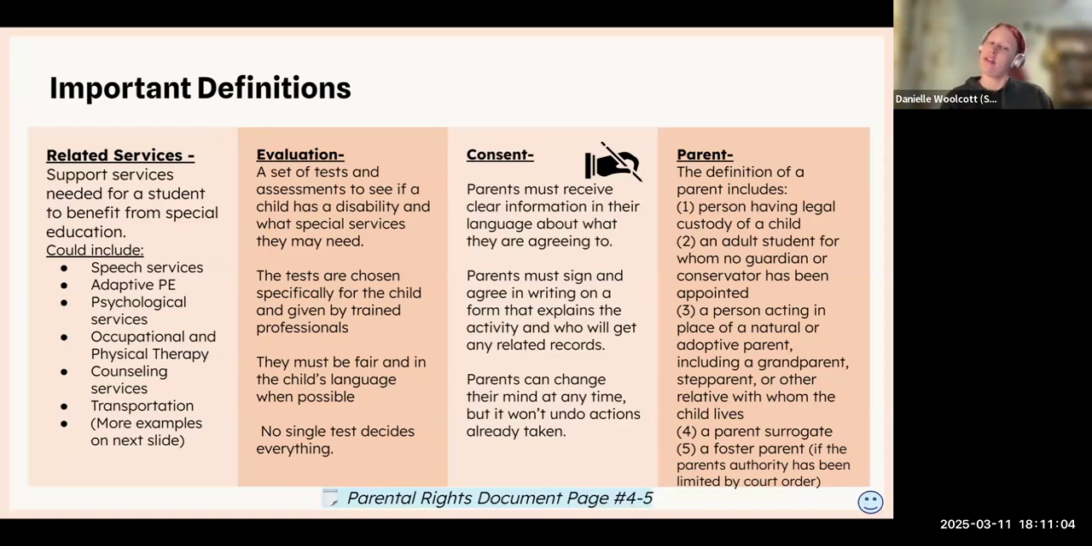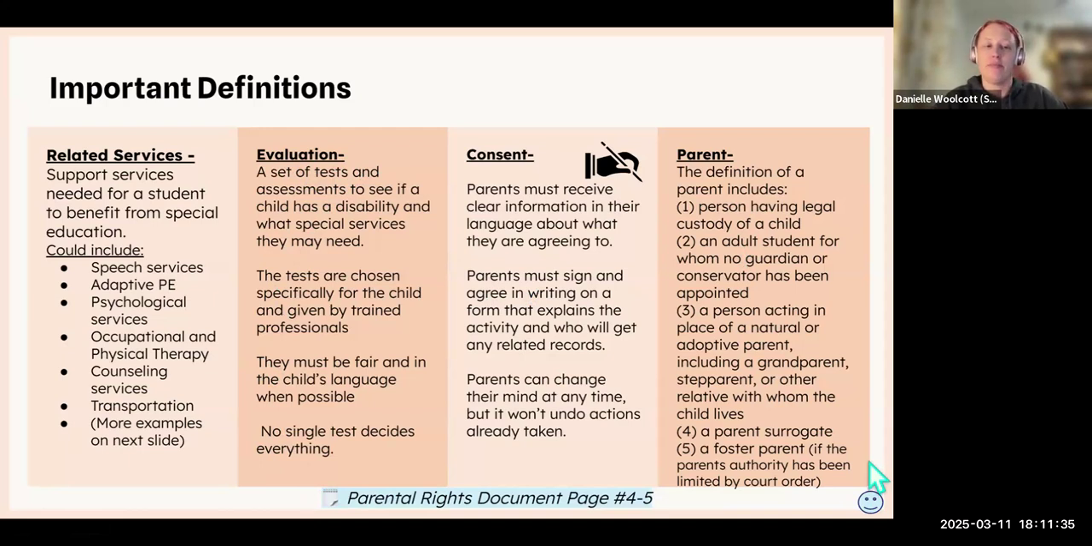So I will just skip on over to the next definition, which is evaluation, which is a set of tests and assessments to see if a child has a disability and what special services they may need. The tests are chosen specifically for this child and should be given by trained professionals. They must be fair and in the child's language whenever possible, and no single test can decide everything. It has to be varied, with a range of data taken into consideration during an evaluation.